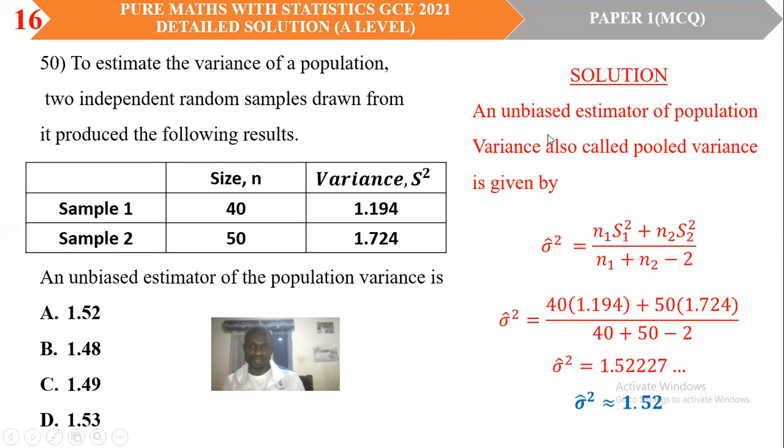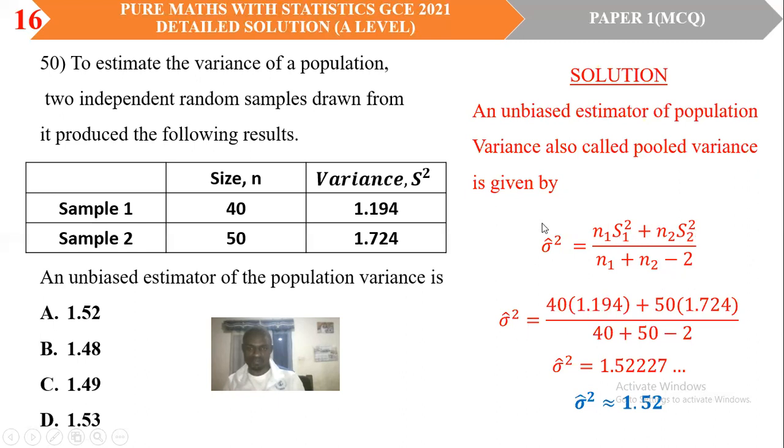Solution. An unbiased estimator of population variance, also called pooled variance, is given by sigma cap squared equals N1 S1 squared plus N2 S2 squared all over N1 plus N2 minus 2. Now this N1 is the size of the first sample, and this S1 squared is that sample variance. N2 is the size of the second sample, and this S2 squared is that sample variance.